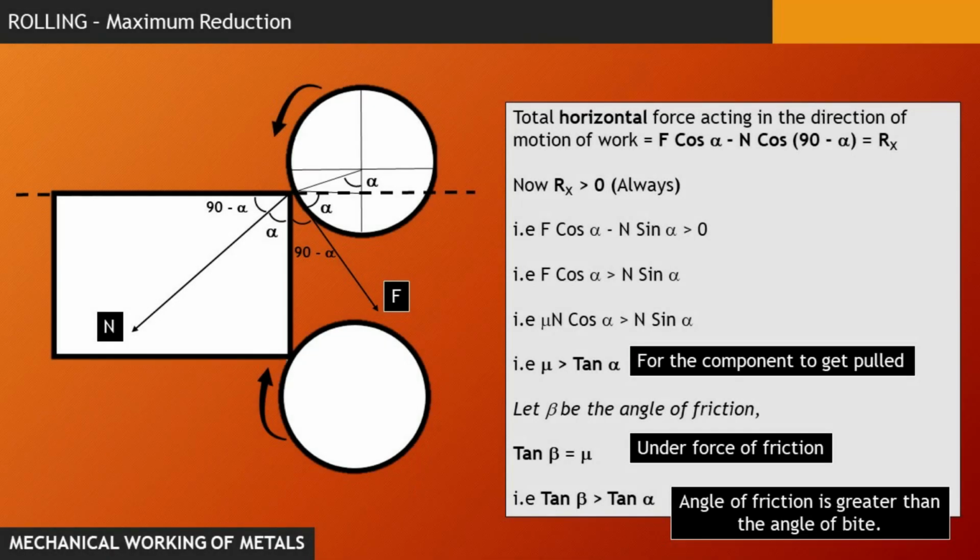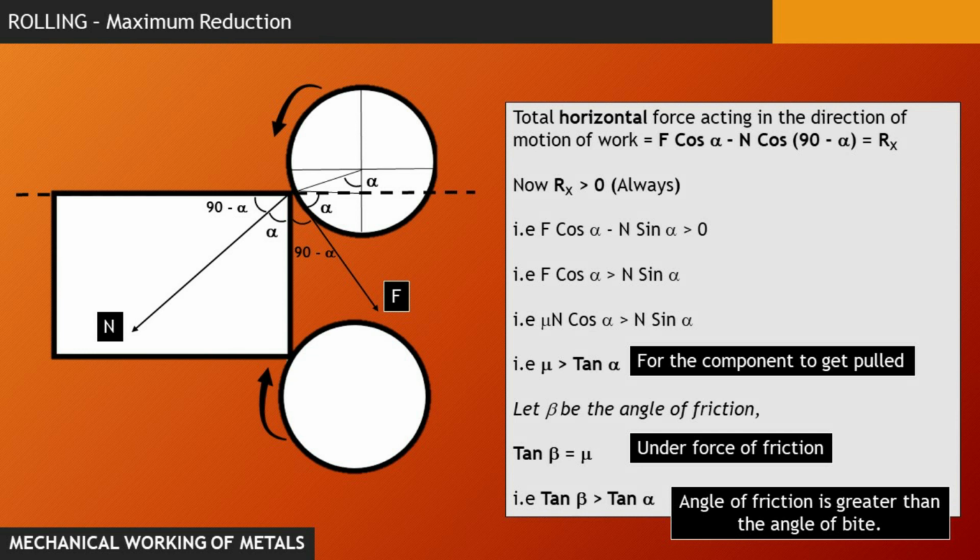Now, let's calculate the maximum reduction that is possible in a rolling process. For the same, we have made a schematic diagram here. The corresponding trigonometric entities are listed. Just give it a look and then come back to the derivation.